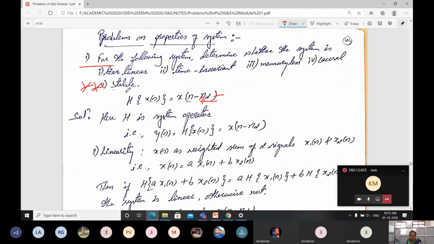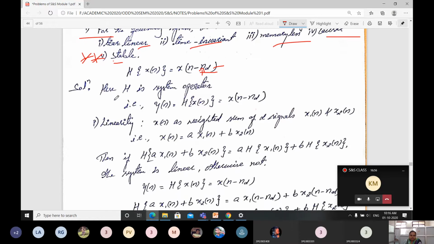For this equation we have to tell whether it is linear, time invariant, memoryless, or else causal, and the last one is stable. Okay, we'll go with checking one by one. In the given equation, the system h is the system operator. We come across this h.